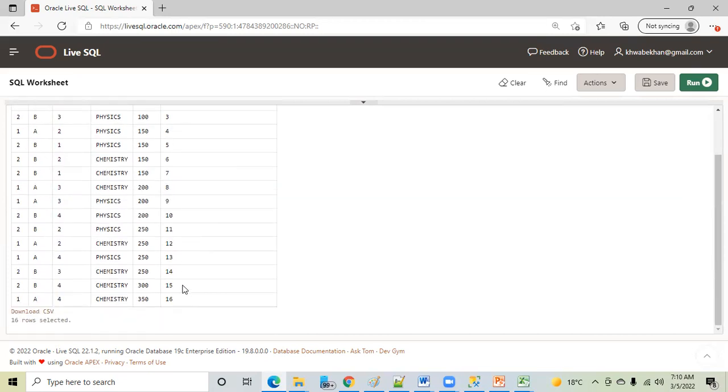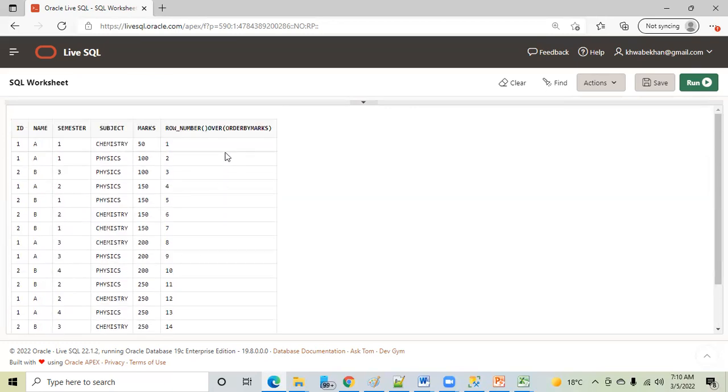1, 2, 3, 4, 5, 6, 7, 8, 9, 10. So this seems to be like a serial number, correct? Hope that is clear. And I have written here order by marks. So if I have not given anything, by default it will take it as ascending. We know this, correct?